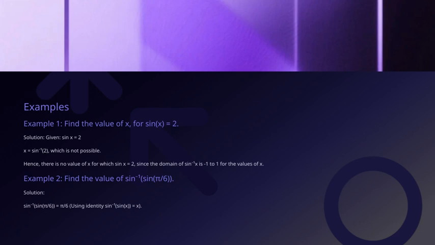To clarify, for this kind of problem, the key is understanding the domain restrictions of the inverse sine function. When the sine of x is outside the interval -1 to 1, the inverse sine simply can't give us a real solution. So, in summary, whenever you see sin inverse of a number outside the range -1 to 1, you know that it's not possible to find a real number that satisfies that equation.